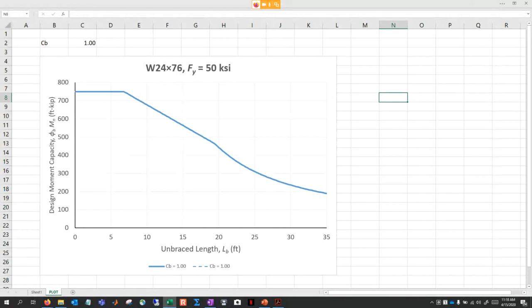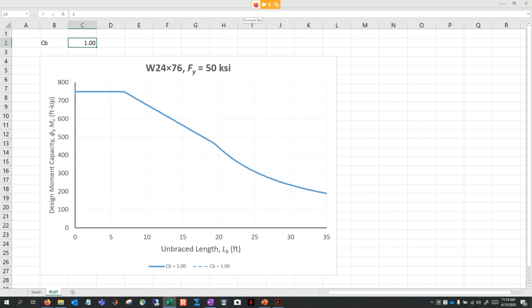I'm just showing you. What I have here, I just picked a random shape, a W24x76. If you go to the manual, you'll see that the plastic moment, the phi MPX for a W24x76, is 750. So that's why the curve starts at 750. That first range is constant, that flat line. Zone 2 is this straight line fit. And then we've got this parabola. Now what I have here is CB is 1. Now remember, CB is either 1 or greater than 1.